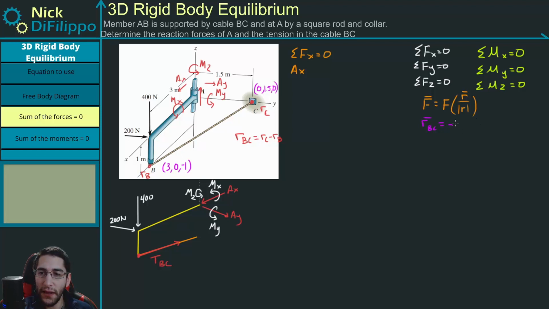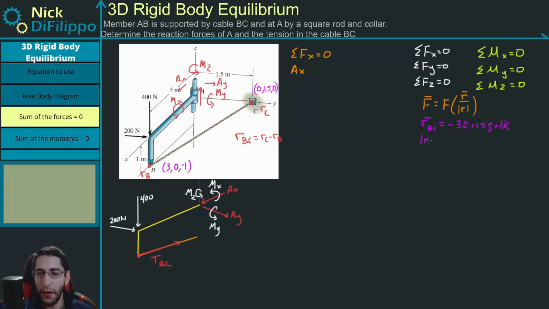So this is going to be equal to RC minus RB: 0 minus 3, so minus 3I, then 1.5 minus 0, so plus 1.5J, and then 0 minus a minus 1, so plus 1K. Okay, so that's my position vector.